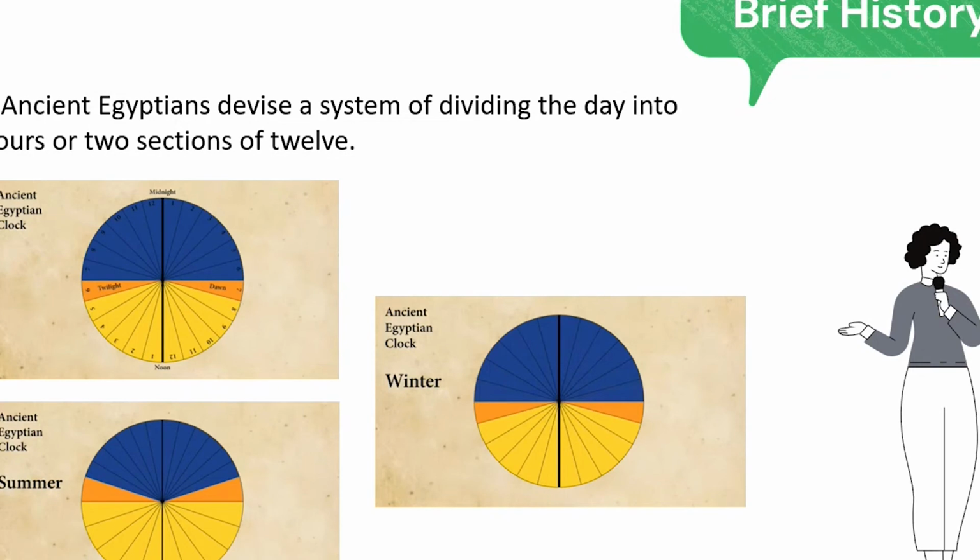Ancient Egyptians devised a system of dividing the day into 24 hours or 2 sections of 12. Here po, as you can see sa picture, dinivide ng mga ancient Egyptians yung isang whole day into 24 divisions. Sa normal day, merong 10 hours sa umaga, 1 hour for dawn, and then 1 hour for twilight. And meron namang 12 hours para sa gabi. Pero nagvavary siya tuwing summer and winter. Tuwing summer, mas mahaba yung day, and tuwing winter, mas mahaba yung night time ng 2 hours.